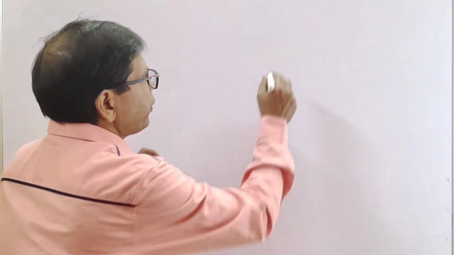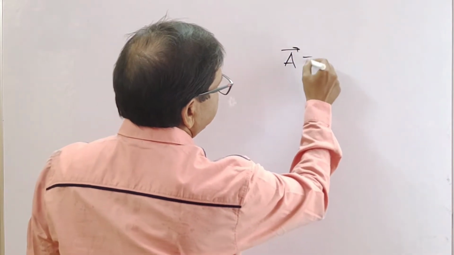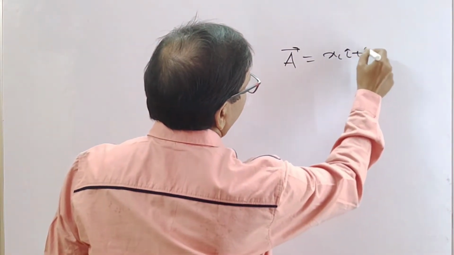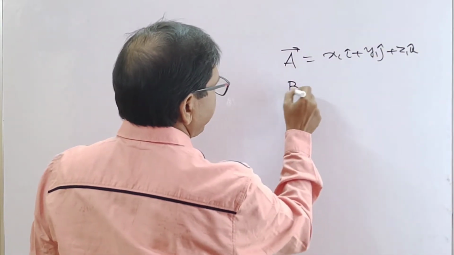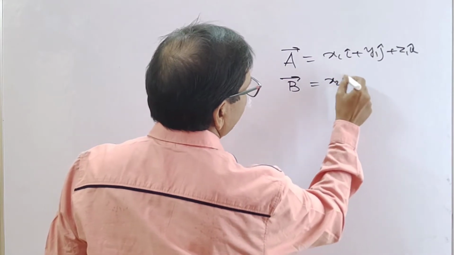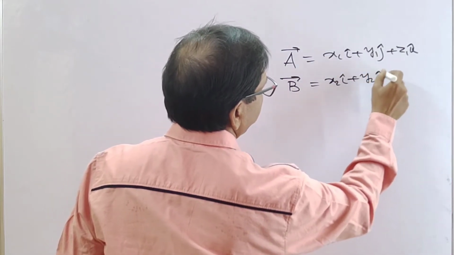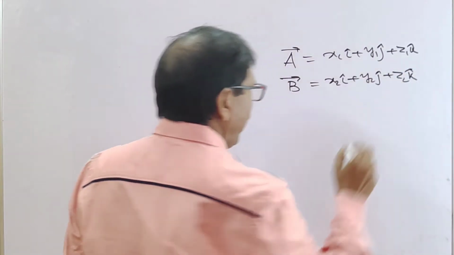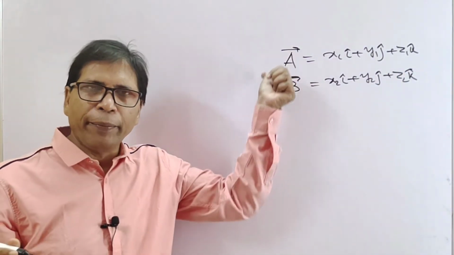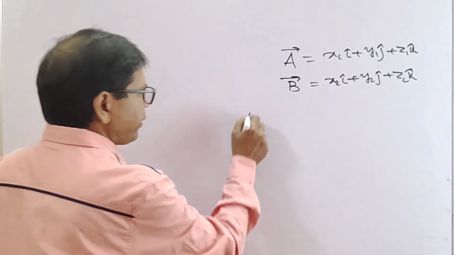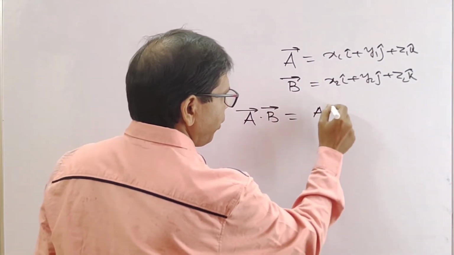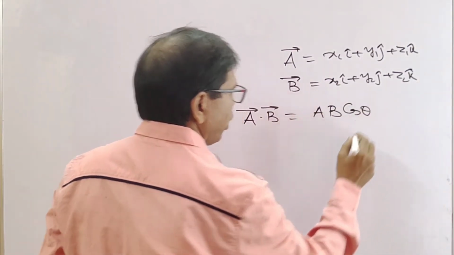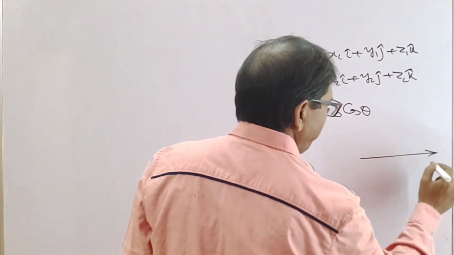Now first of all, the scalar product of two vectors. Look at this. Suppose vector a is equal to x1 i cap plus y1 j cap plus z1 k cap, and vector b is equal to x2 i cap plus y2 j cap plus z2 k cap. Now we have to calculate the dot product of vector a and vector b. The dot product of a and b is the modulus of a times the modulus of b into cos theta, where theta is the angle between the two vectors.